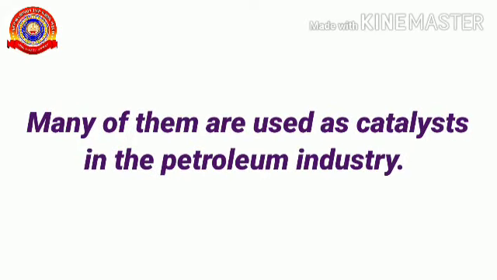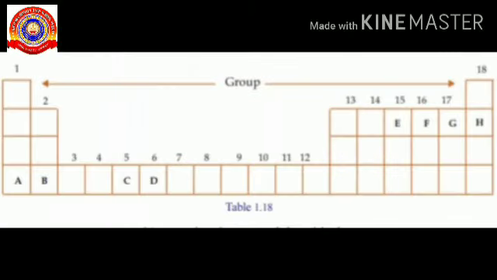Did you understand? Okay, now we will go through some important questions from this chapter. See, a part of the periodic table is given below and the symbols given in the column are not real. Now try to answer the following questions.